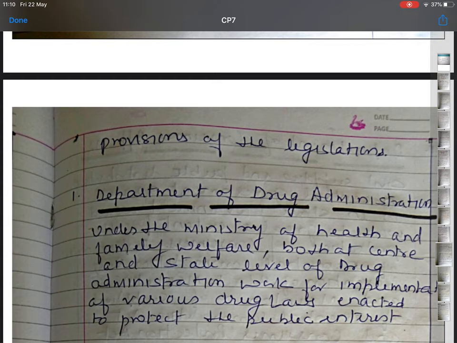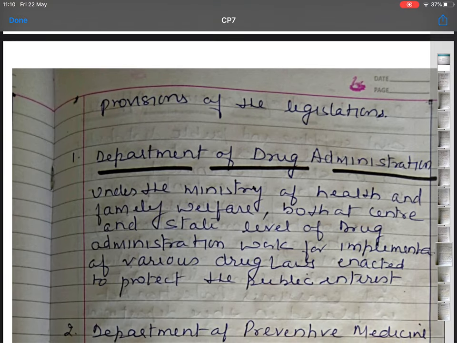The first is the Department of Drug Administration. Under the Ministry of Health and Family Welfare, both at center and state level, drug administration works for the implementation of various drug laws enacted to protect the public interest. So the Department of Drug Administration implements the provisions of the various drug laws in the country.